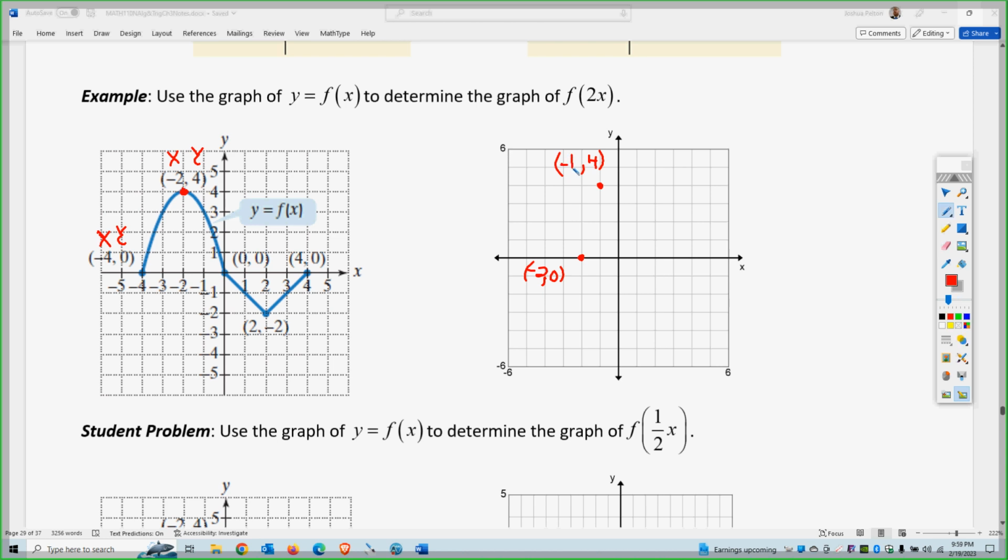There we go. Okay, so the next one is 0, 0. If I halve 0, I still get 0, so that's 0, 0 essentially. Okay, so that first part is like this. The next point is 2, negative 2. Half of 2 is 1, so we're at 1, negative 2. And lastly, we have 4, 0. The only part that's x is the 4, so that gives us 2, 0.